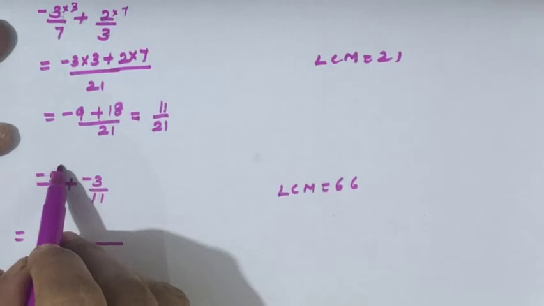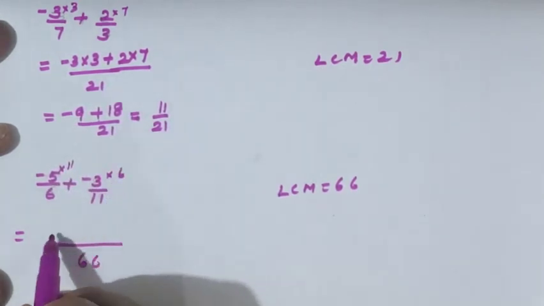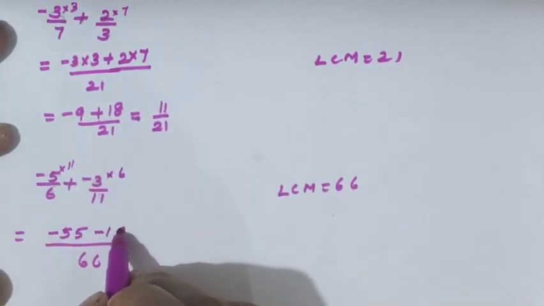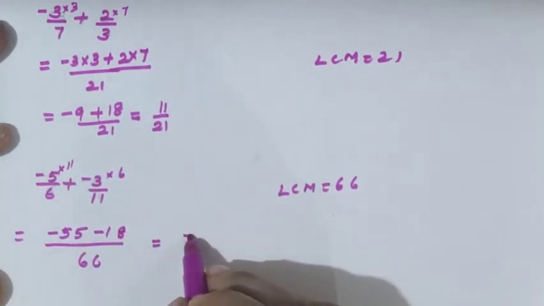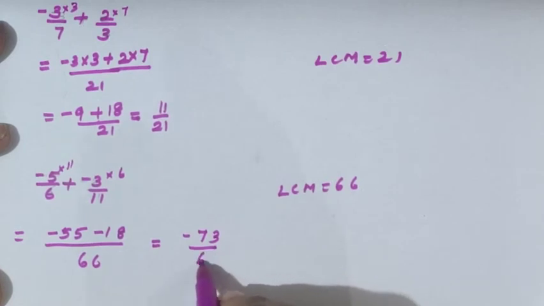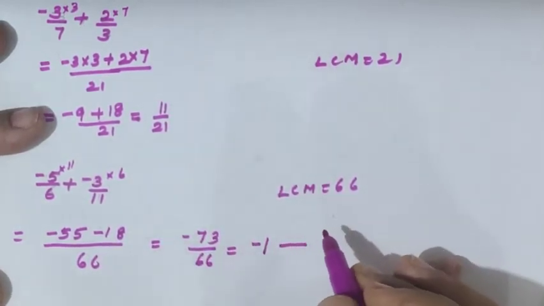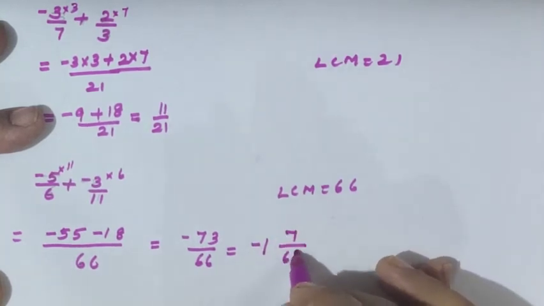Now what is the number to be multiplied here? 11, and here 6 only, right? So minus 5 into 11 is minus 55, and minus 3 into 6 is minus 18. What is the sum there? Minus 55 and minus 18, it is minus 73 by 66. You can convert it into a mixed fraction, otherwise keep it like this only. Minus 1 and 7 by 66.